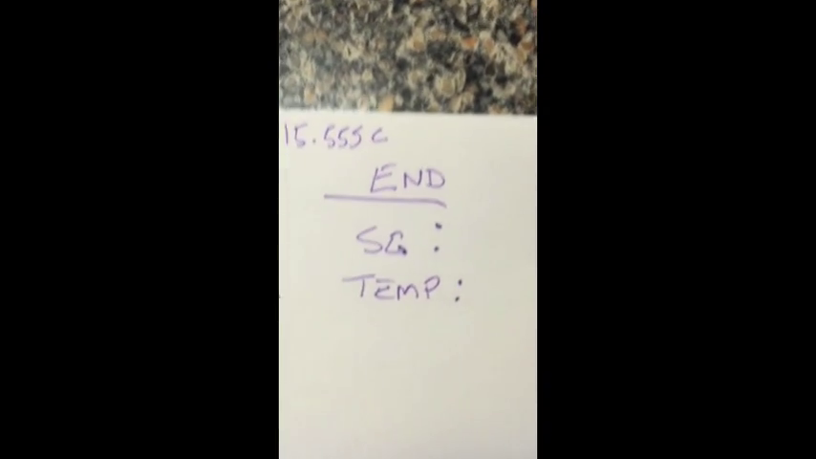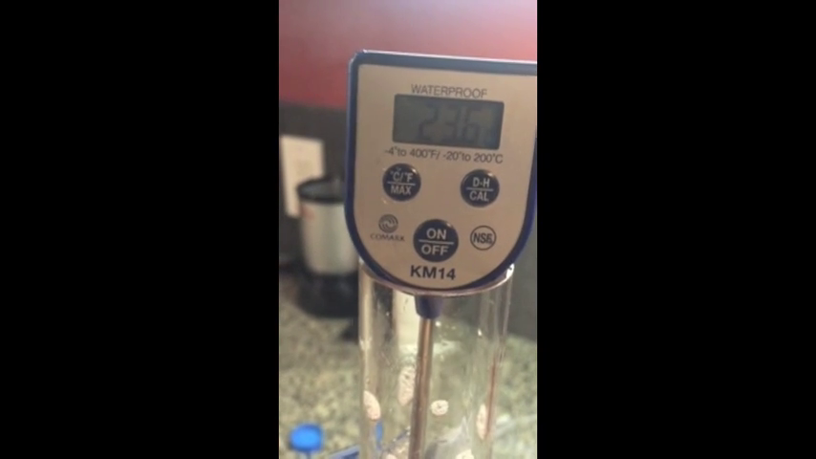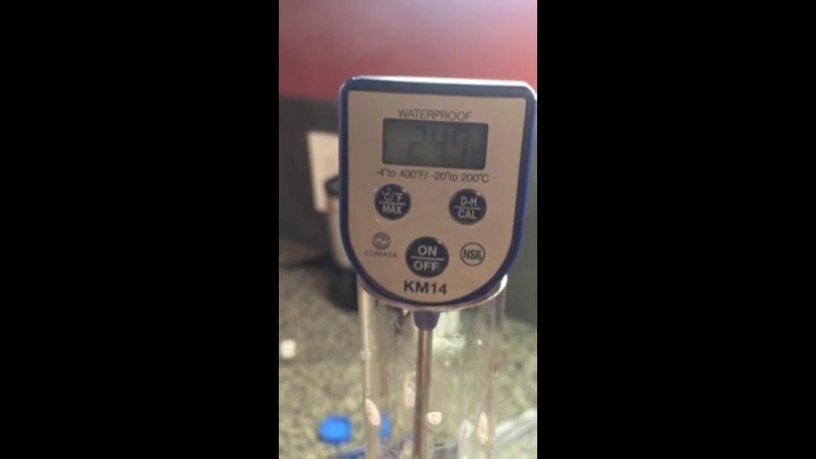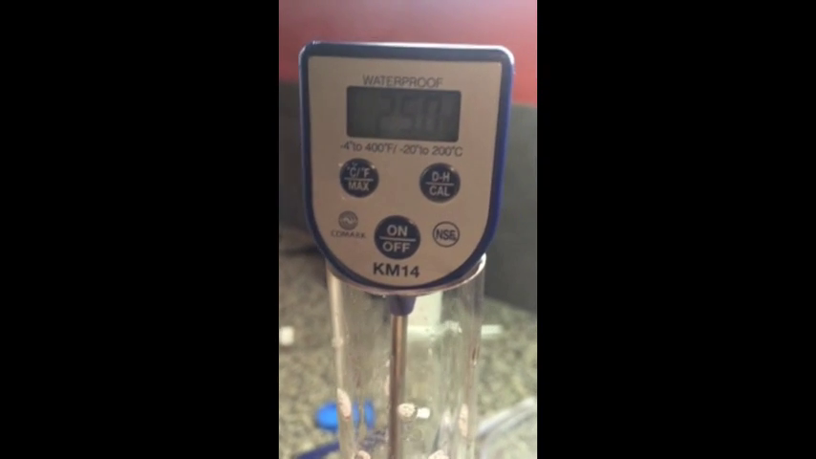1088 is what I will write this down as. End SG, 1088. And we'll gently lay that down because, as we all know, those are extremely breakable. Put the thermometer in just to double check where we're at here. 24.5. Ideally, this would be 25.7, but I know we overshot that.